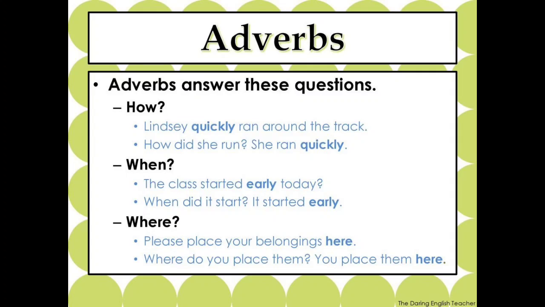How? Lindsay quickly ran around the track. Next example: how did she run? She ran quickly. So quickly is the adverb of manner, which shows the question how.